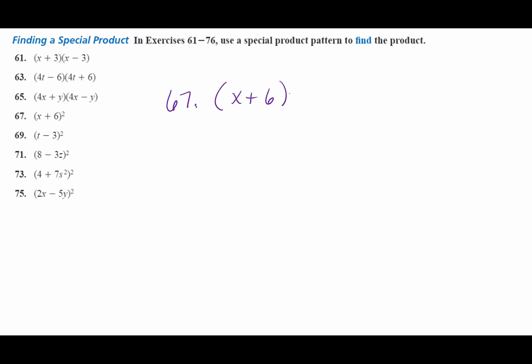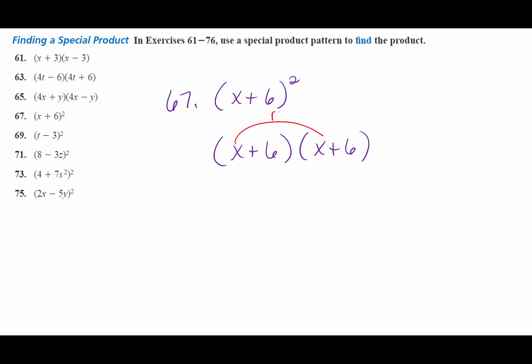This is the quantity x plus 6 squared. Anytime you see a problem like this, and it will be the rest of the ones on this page, 67 through 75, the quantity squared means that you're going to multiply that binomial times itself. I strongly encourage you to rewrite it twice because it's easy to mess these up if you're trying to work it out in your head. So if you just write out x plus 6 times x plus 6, then you'll recognize that we are ready to use the FOIL method again.